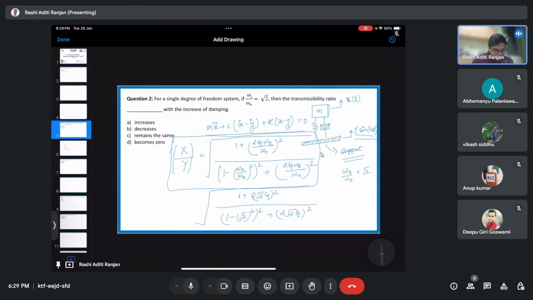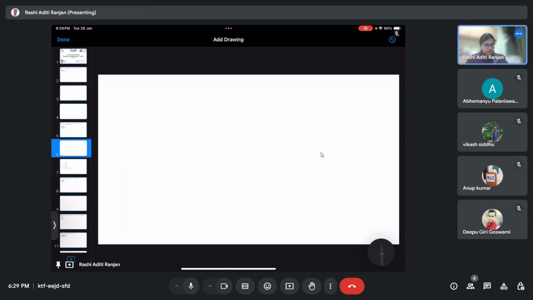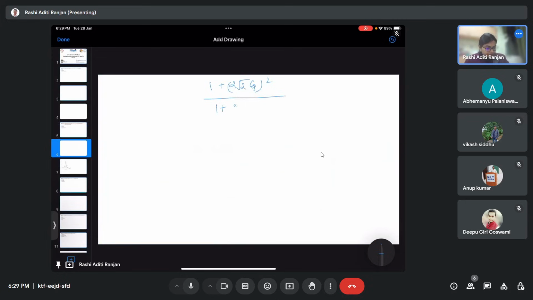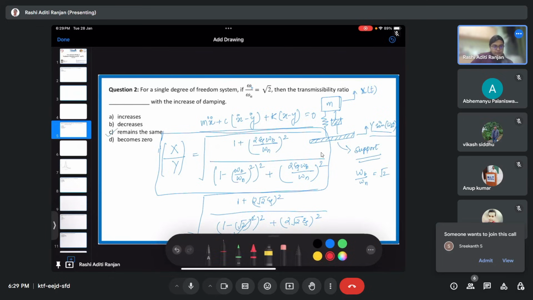Right. So solving this further, you'll get what? This will go to 1, right? In a negative sign, whose square will be positive 1. So it will again be, okay, so the transmissibility ratio will come out to be 1, which means that here the answer remains the same, right?